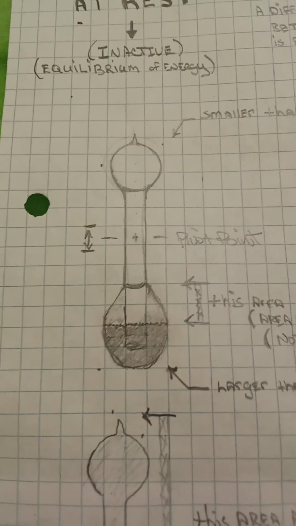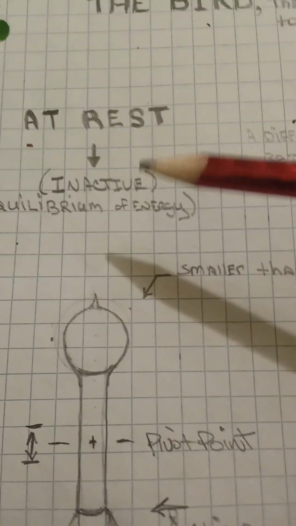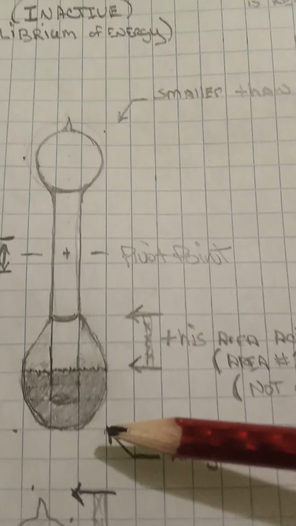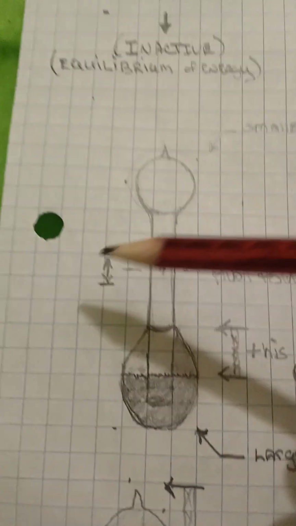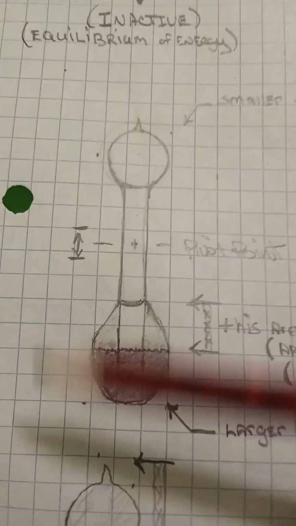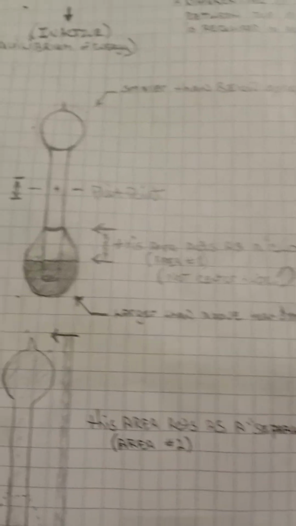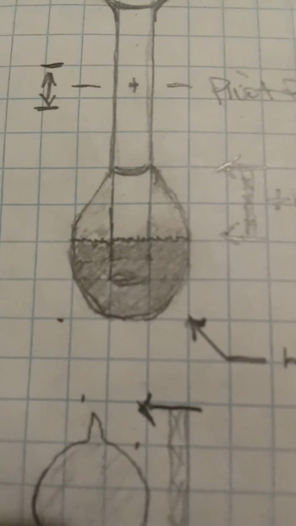Now, as you can see, the smaller sphere is on the top, the larger sphere is on the bottom. In the center, we see the pivot point, and we see that it can be moved up or down. Next, I will describe the areas of this device.